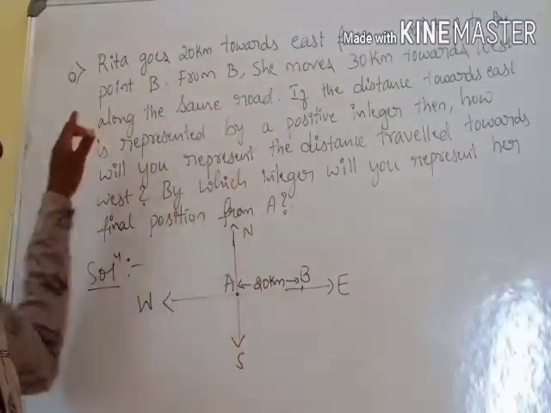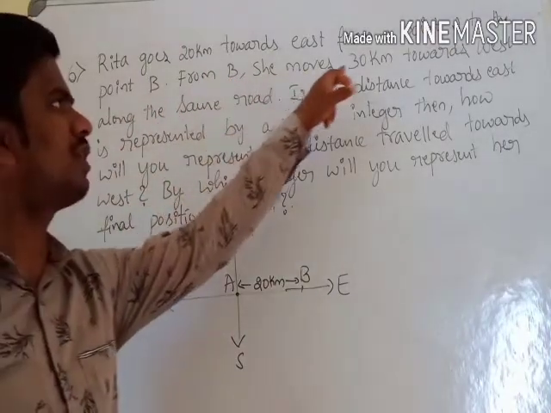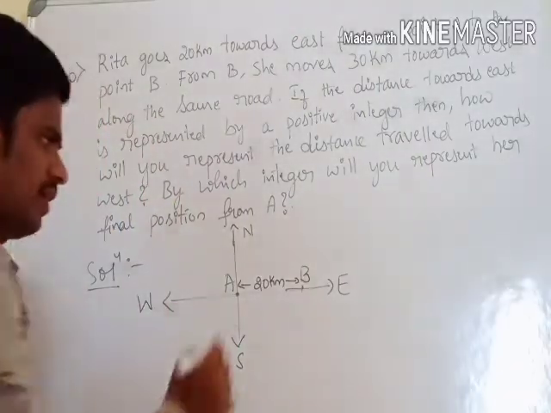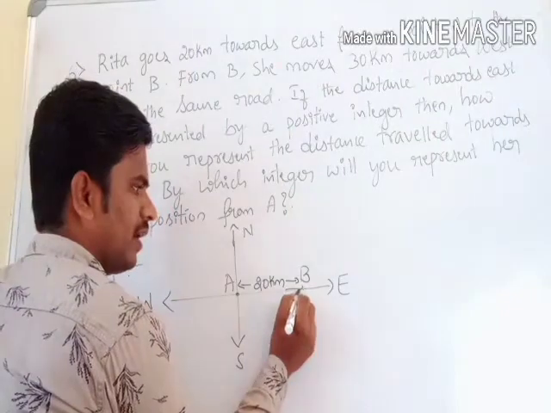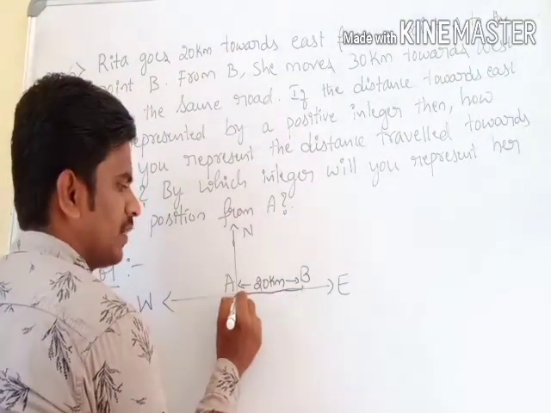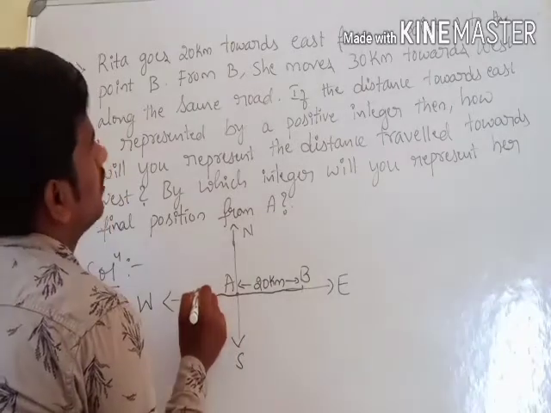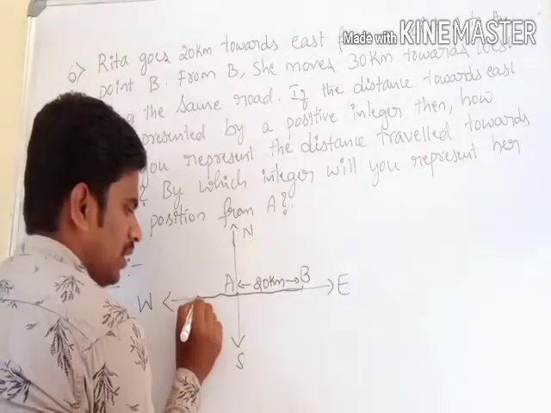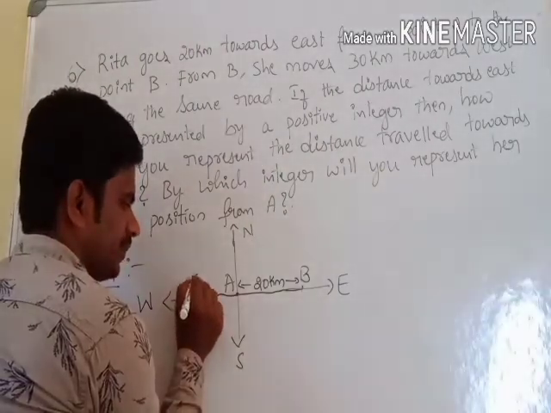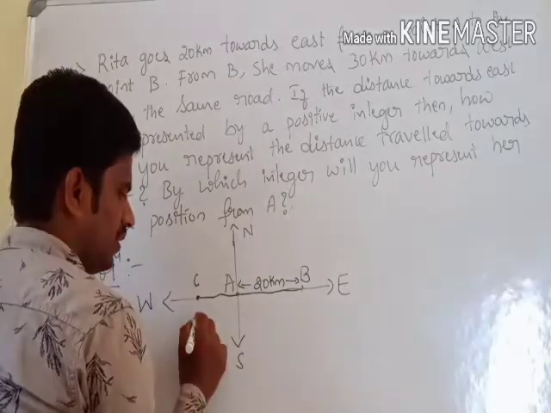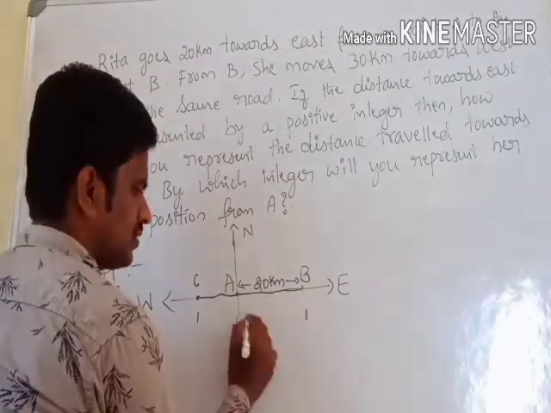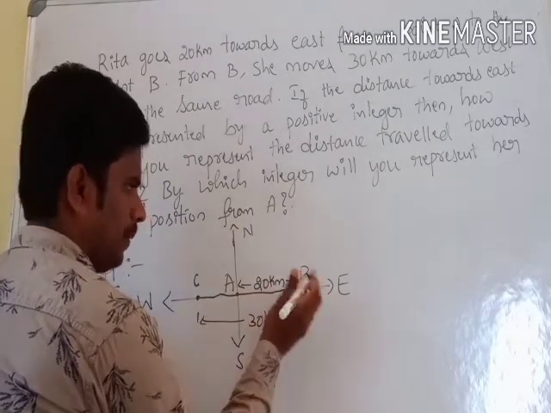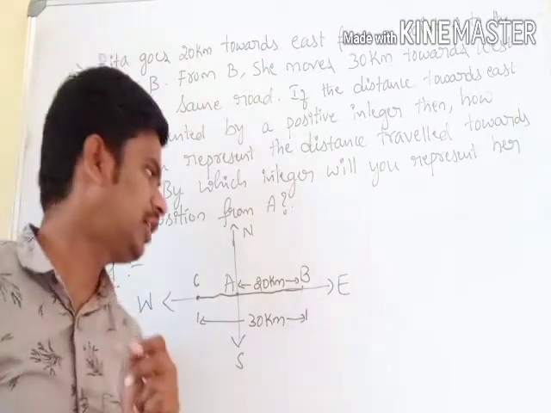Then from point B she moves 30 km towards west along the same road. Again she turned back and moves in the same direction, 30 kilometers towards west. I will denote this point as C. And now the distance from B to C is 30 kilometers.